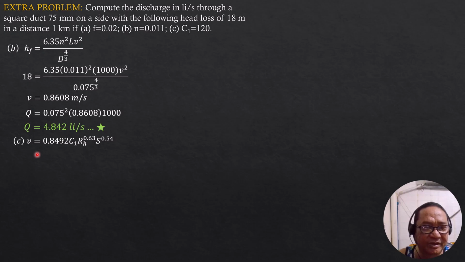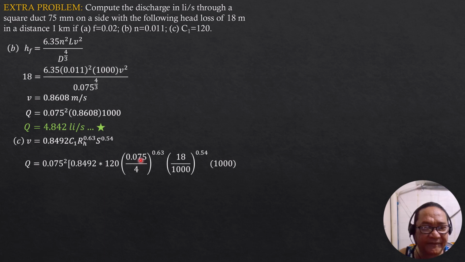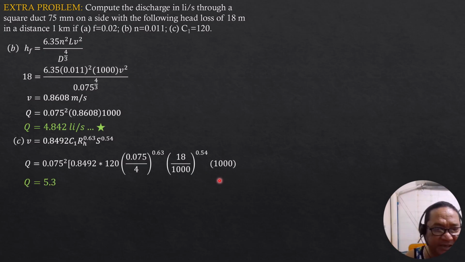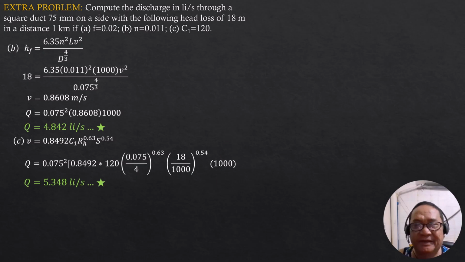So Q therefore is 0.075 squared area times v. This is v: 0.8492 times C1 of 120 times hydraulic radius, which is 0.075 over 4, or hydraulic diameter over 4, raised to the 0.63. The slope is head loss divided by length, raised to 0.54, then times 1000 to convert to liters per second. So Q is 5.348 liters per second. So that's it for this video.